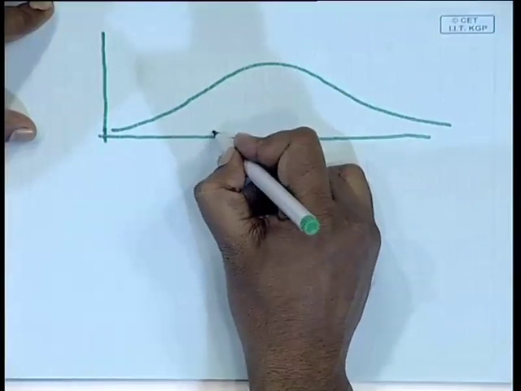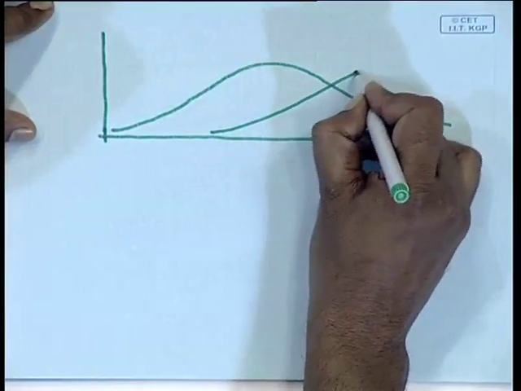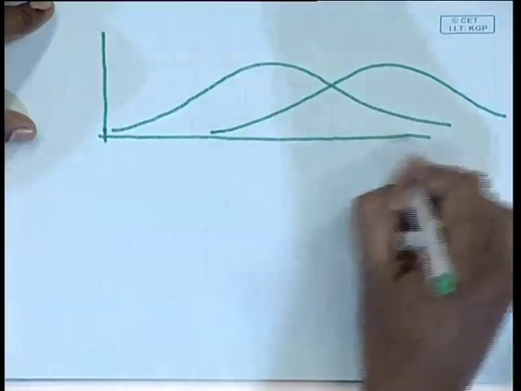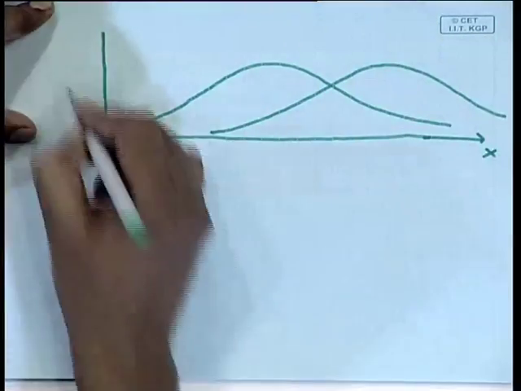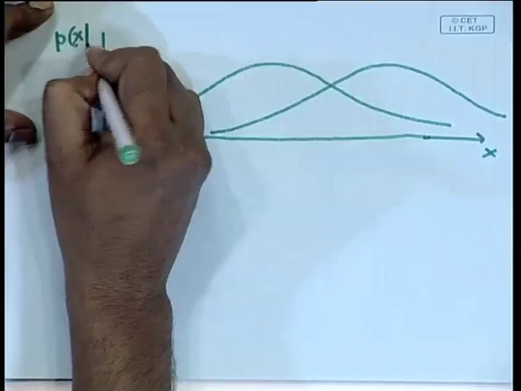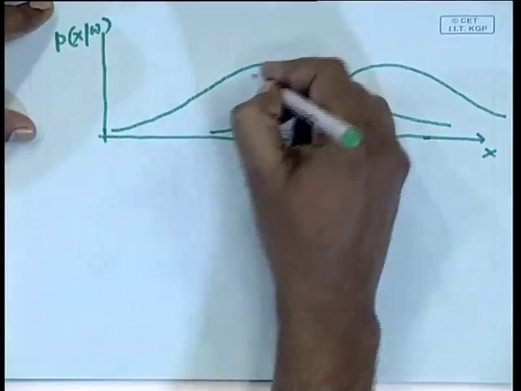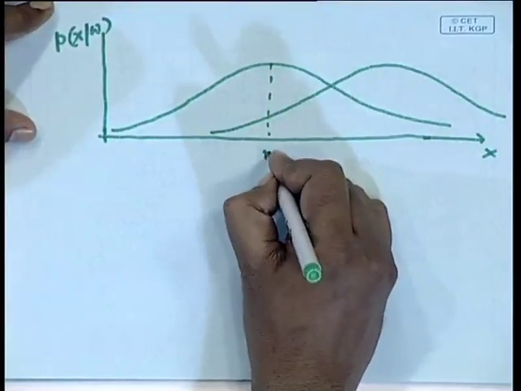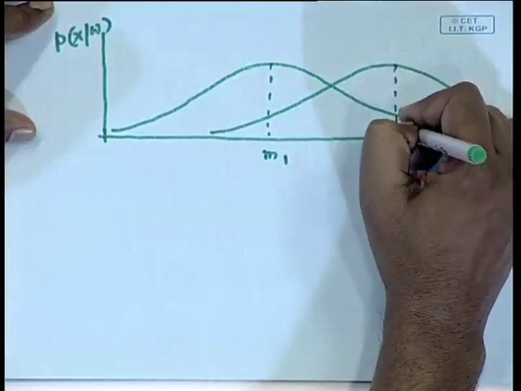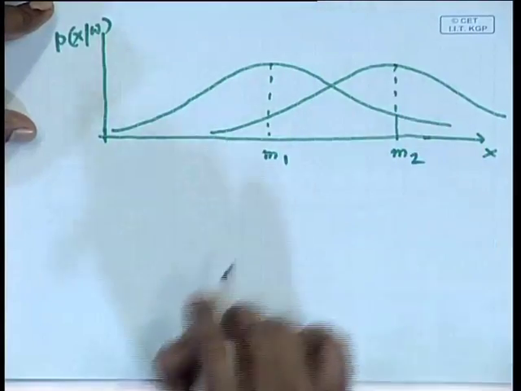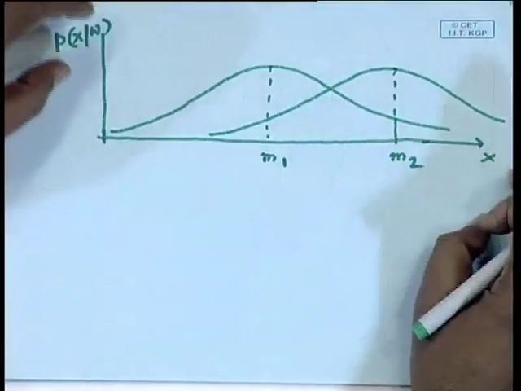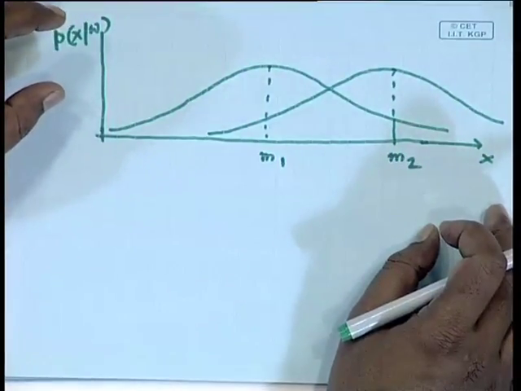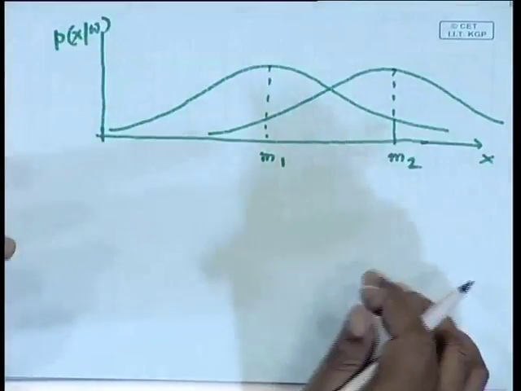Okay. The other one is like this. So, this is my x, this is p of x given omega. This is m 1 and this is m 2. Here the variance or the standard deviation of the data within the two different classes are quite large. So, the curve has become very flat and the error is this.